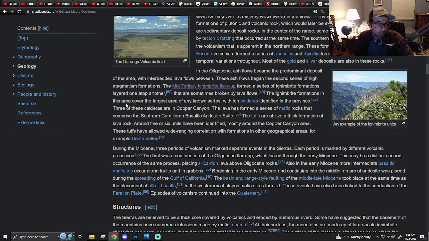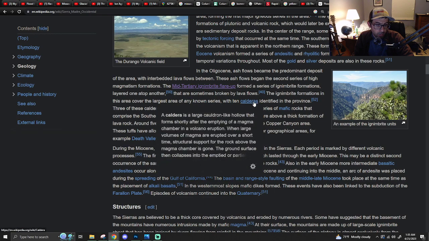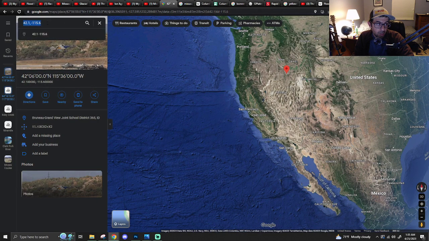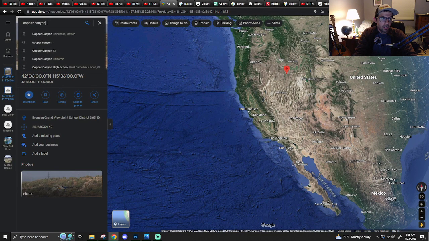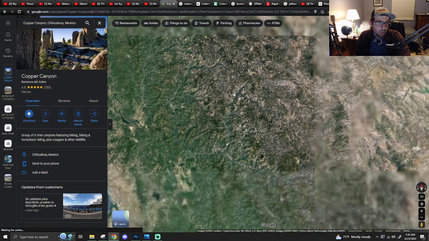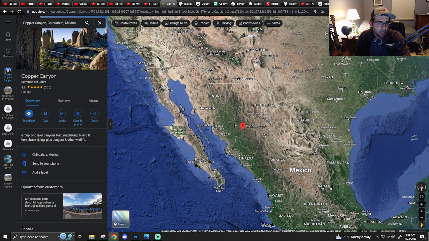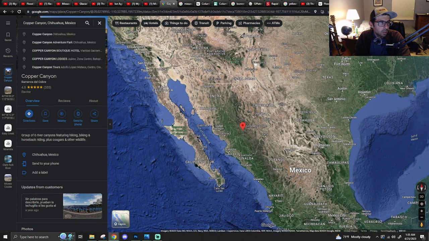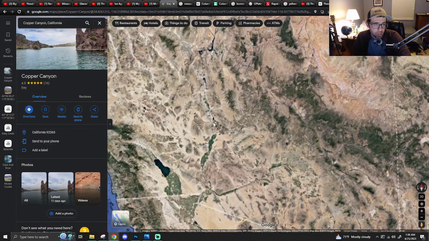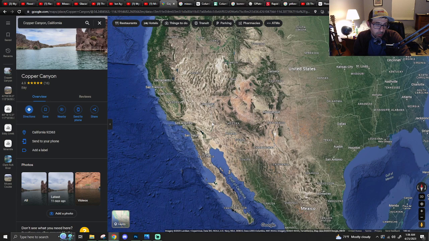The ignimbrite formations in this area cover the largest area of any known series, with 10 calderas identified in the province. Three of these calderas are in Copper Canyon. I assume here. Let's see where this one is. It could be there too.